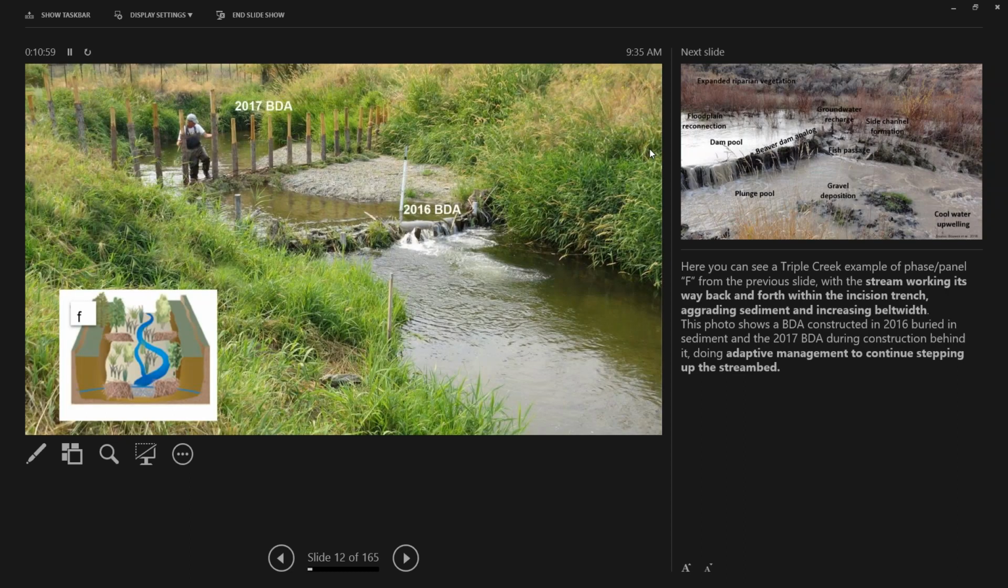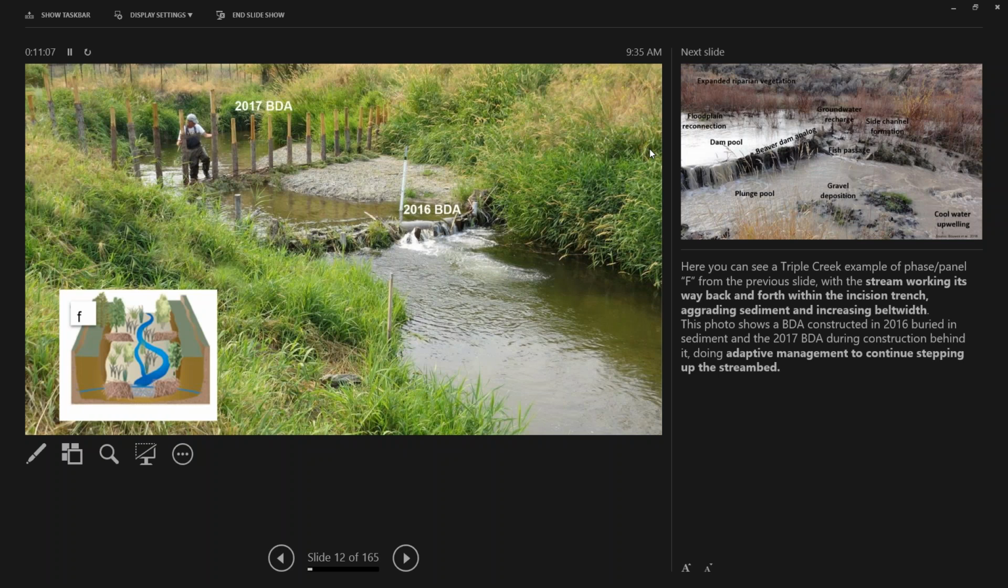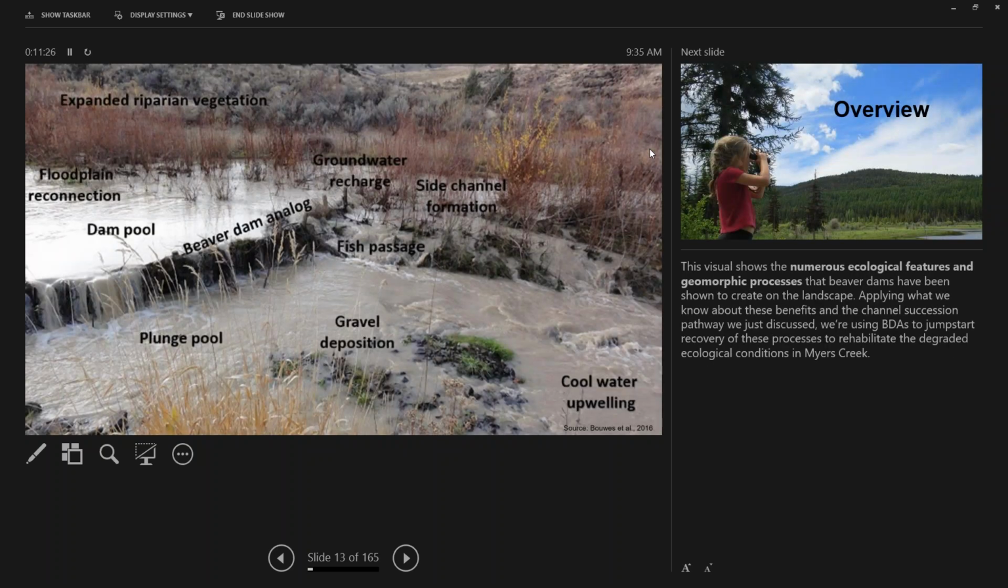So here's a photo showing one of the panels. I'll just go back, look at panel F here. Here's a photo showing this kind of happening in our incision trench. You can see our BDA that we put in 2016, and that used to be up to here on me when I waded it. And then here we are with another post line coming in just upstream of it, continuing to step the stream bed up the next year. I think everybody here is really familiar with the variety of functions that we get with beaver dams. So this is just to acknowledge that and move right along so that I'm spending time on things that are most valuable to us.